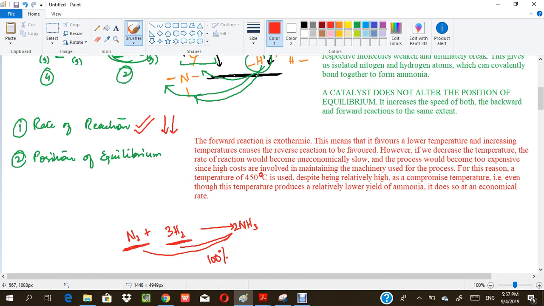Here, however, the yield is a bit too low. The yield is around 15% to 18% only, which means that only 15 to 18% of the nitrogen and hydrogen gases are used up, and only 15 to 18% of the full capacity of ammonia that could be formed from the reactants is actually formed. And this means that 82 to 85% of the nitrogen and hydrogen remain unreacted.